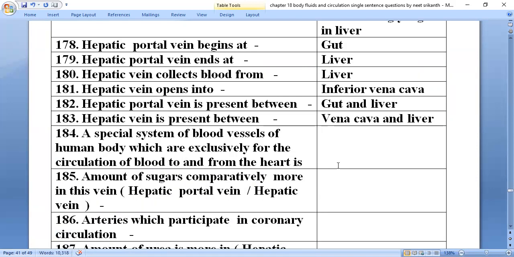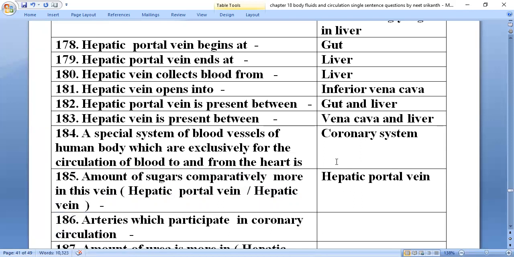Then a special system of blood vessels of the human body which are exclusively for the circulation of blood to and from the heart is the coronary system. We can say it as the coronary system. The amount of sugars is comparatively more in this vein coming from the gut, which is the hepatic portal vein.